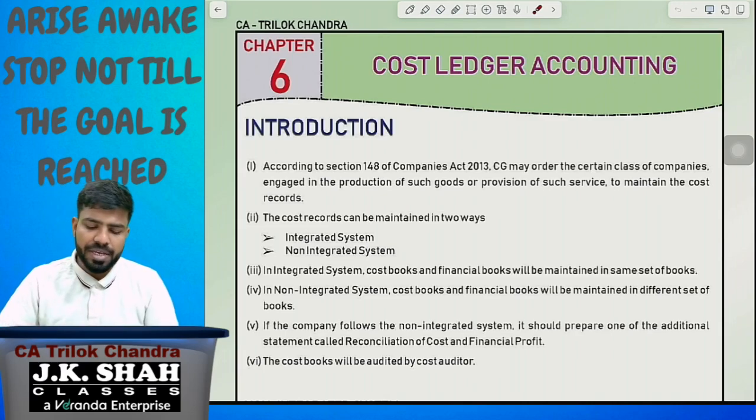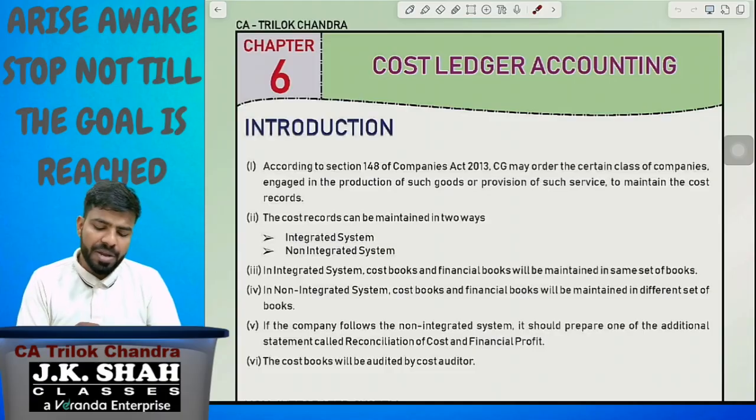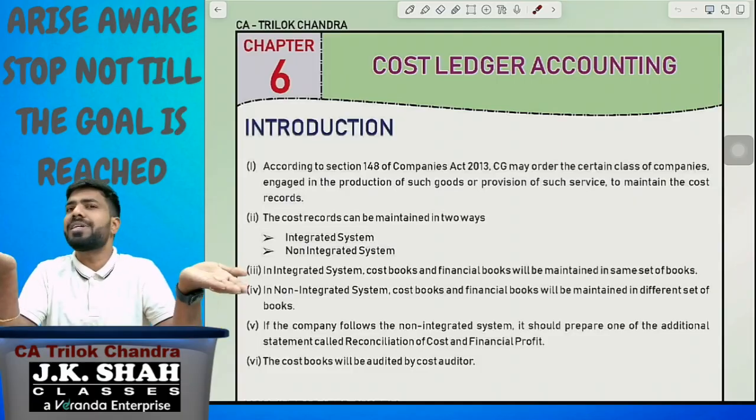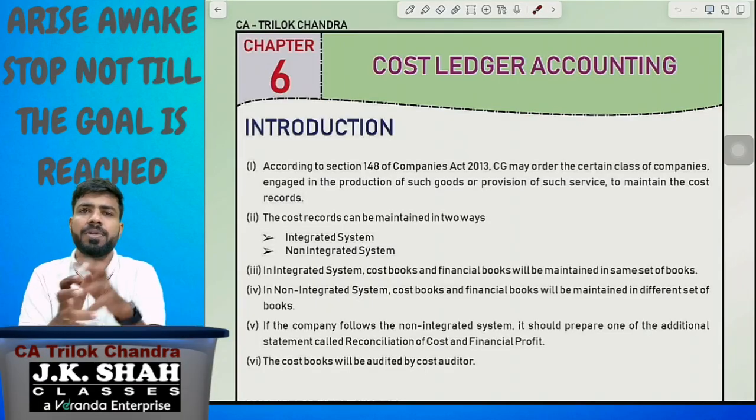Are you understanding? Look at here. As per section 148 of Companies Act 2013, specified companies have to maintain the cost books. They can maintain two systems, integrated system or non-integrated system. In case of non-integrated system, two separate sets of books will be maintained. In case of integrated system, the same set will be maintained. Clear? Next.